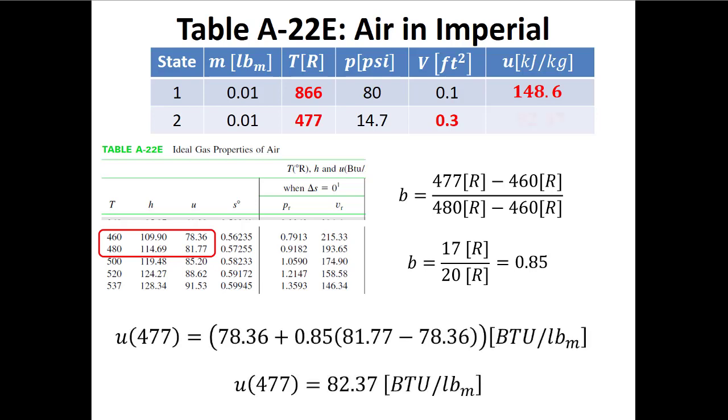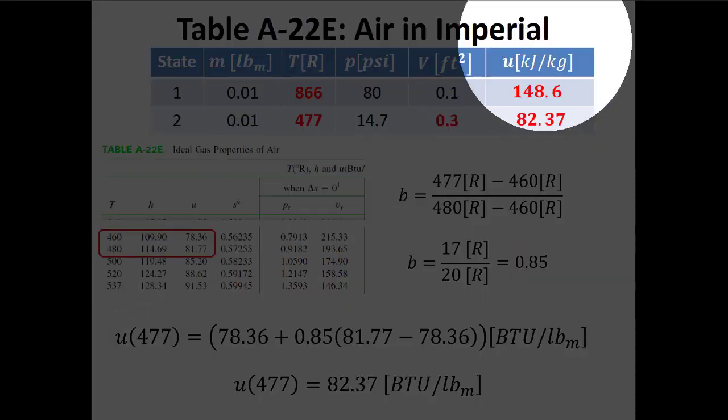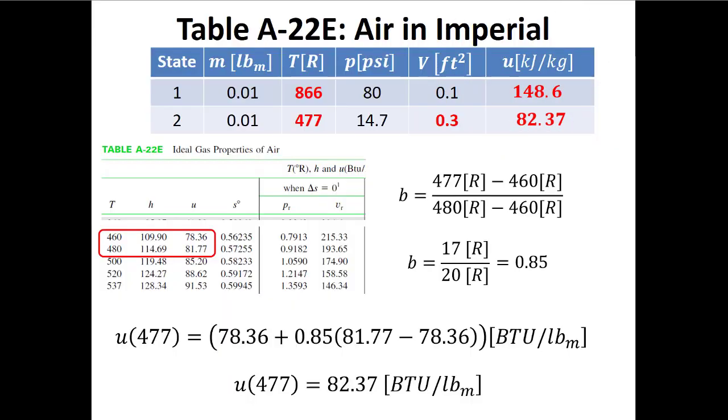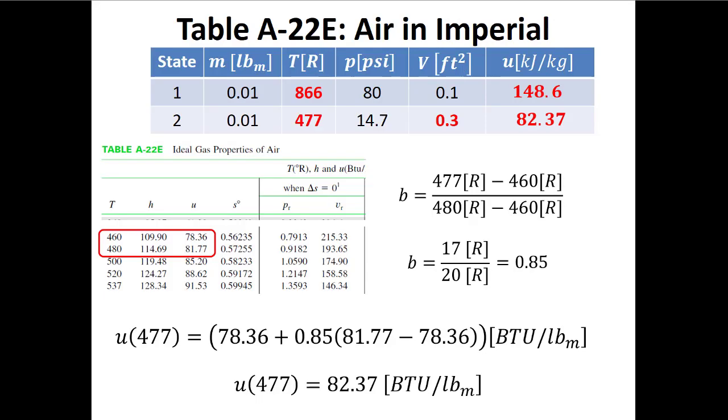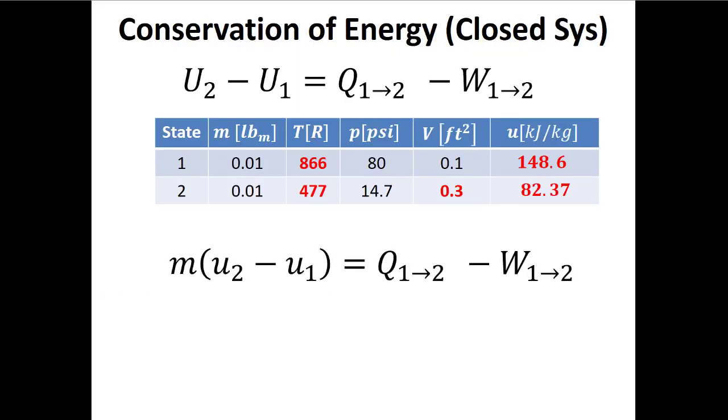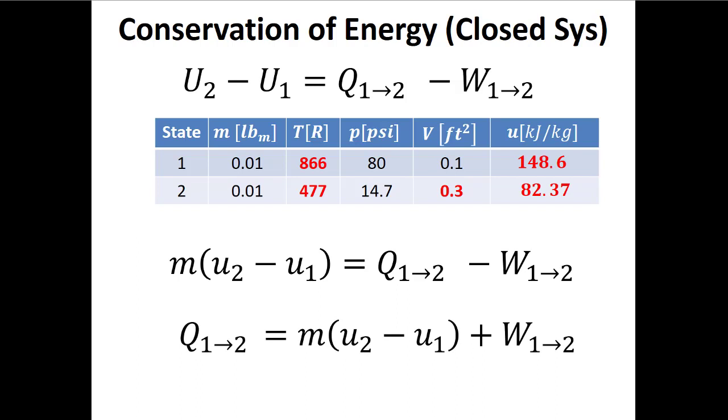Again, I interpolate, and I find here that u is 82.37. No, this should be in BTU per pound mass. Something changed on our table. So the good news is that, before, we saw that delta u was negative. So u2 minus u1, when we used constant specific heats, was negative because the temperature is decreasing. And we see the same thing here. The problem is that the units are weird.